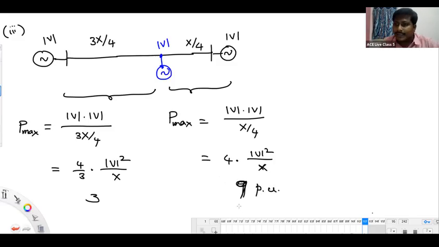I can keep 8 per unit, right? I can keep 7 per unit. I can keep 6 per unit. That number, what you are saying now, is higher than 3 per unit. So definitely the system will lose synchronism.